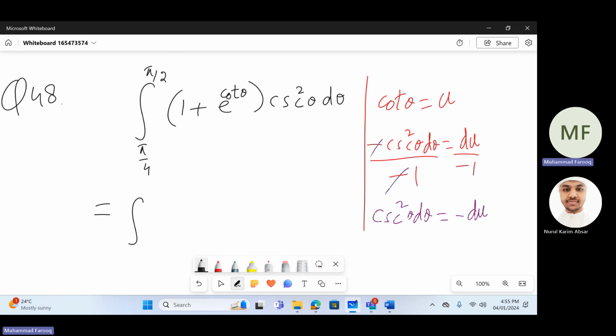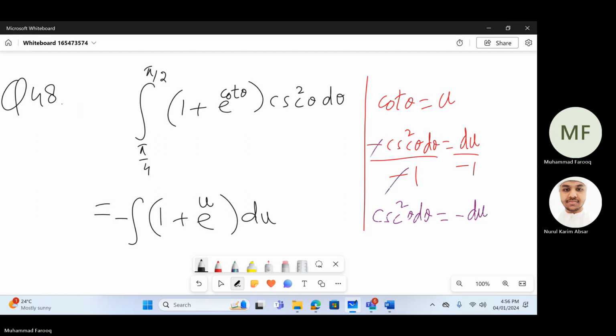Come here now, please subtract these values. So I have to integrate 1 plus e to the power of u and cosecant square theta d theta, which is negative du. We can take this negative outside. Yes, right. So after substitution, I reached here. Understand me? Okay. Now what should I do?